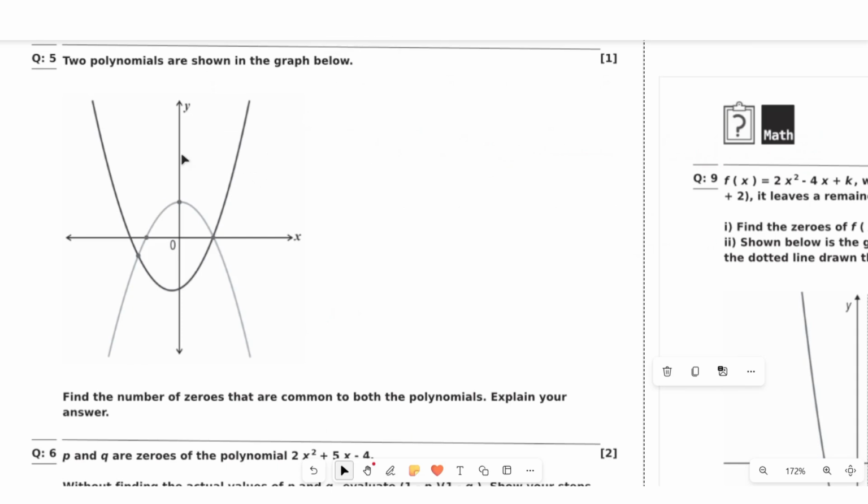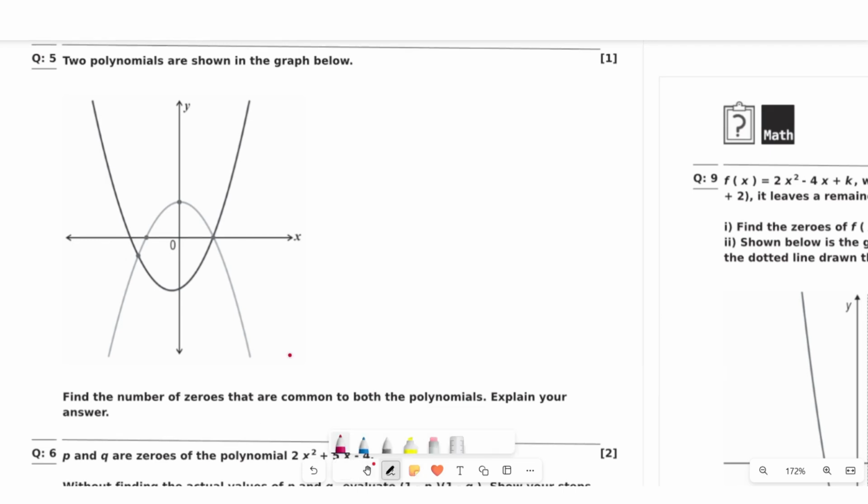Now moving on to question number 5. Two polynomials are shown in the graph below. Again, one darker one and one is the lighter one. Find the number of zeros that are common to both the polynomials. So I see both the polynomials have 2 zeros because they are intersecting the x-axis at two distinct points, right?